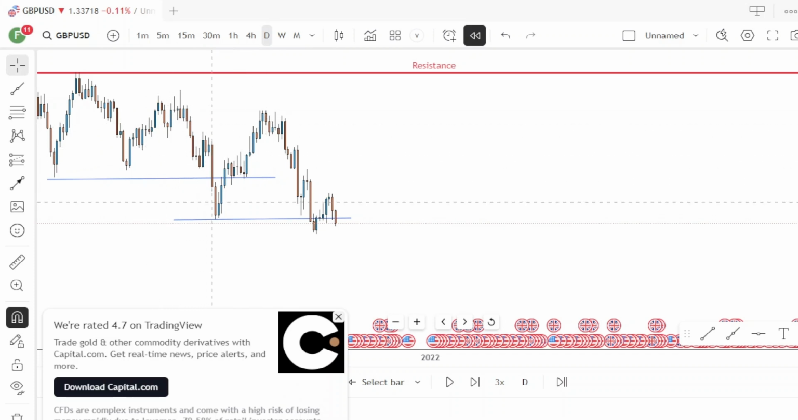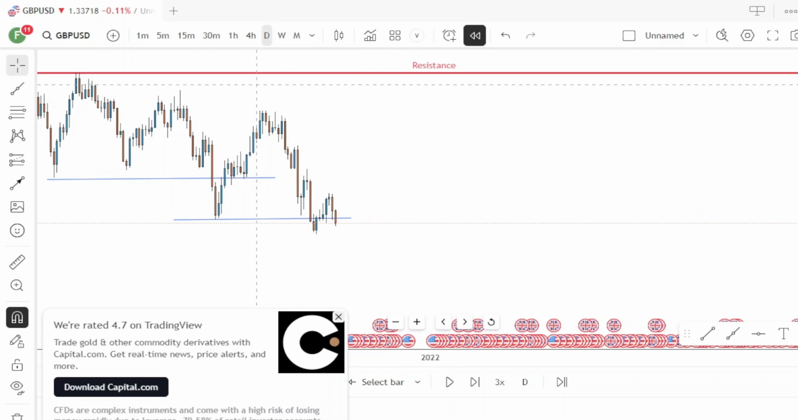Price breaks and closes below the support. This is an early bearish signal. Then price pulls back. Notice how it respected the previous high instead of breaking above it. That tells me sellers are defending this very level. From there, price drops again and creates a new low. This confirms that sellers are now in control of this market.